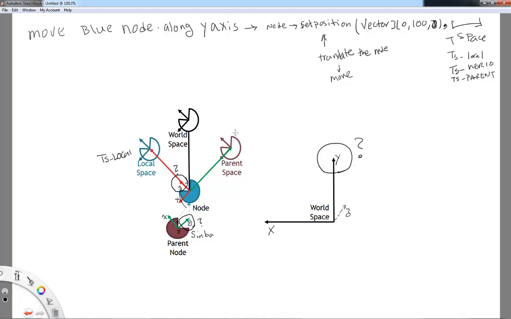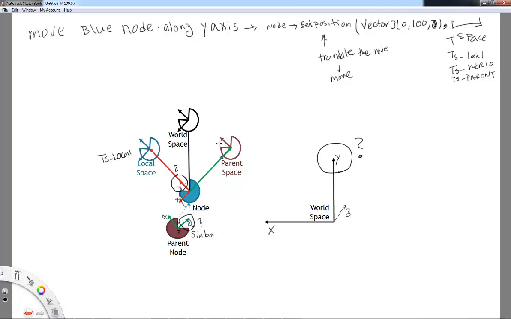The TS parent moves you in the parent space. What does that mean? That means that when you're moving 20 units, actually look and see which node is your parent. Look at their y-axis, and then move along that axis.